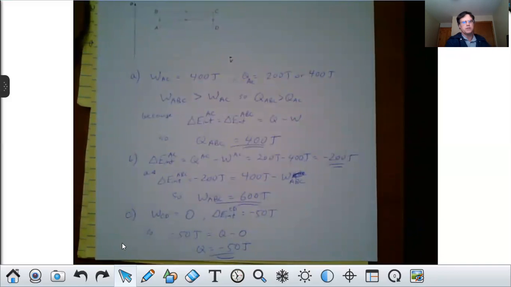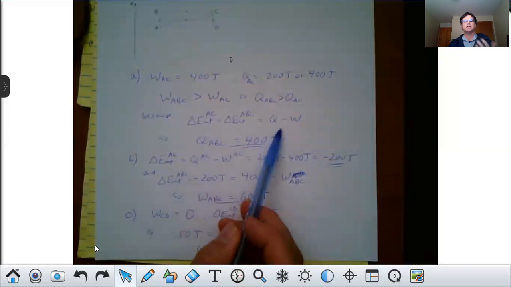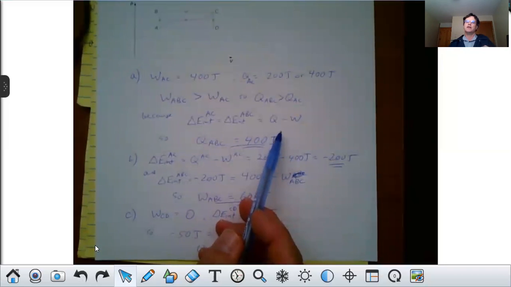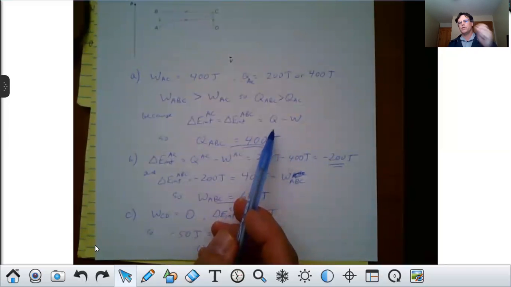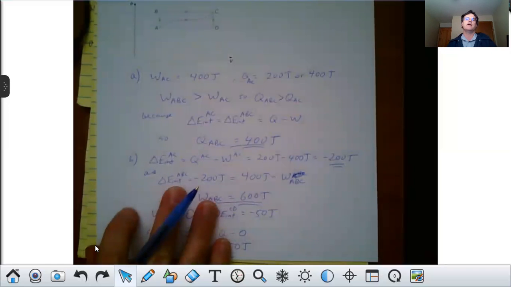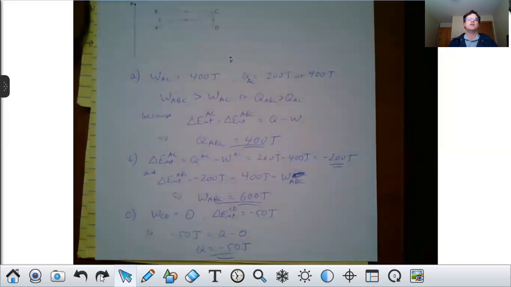So it can be a little bit tricky using the first law, but it's always just using the first law, delta E internal equals Q minus W, and also the fact that the internal energy change does not depend on the path taken. If you go from one point to another, you can go along any path in a PV diagram, and your internal energy change will be the same.